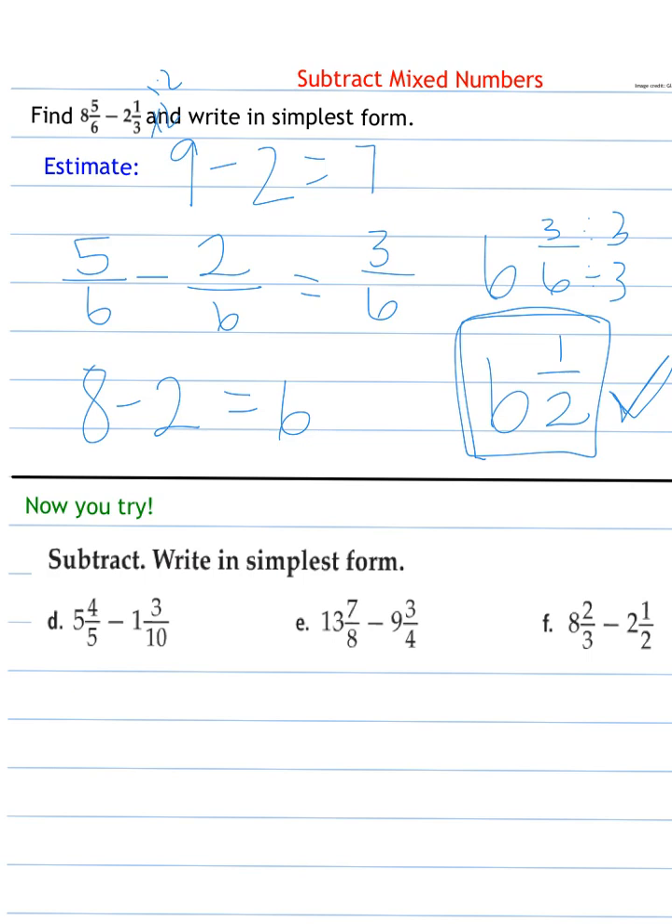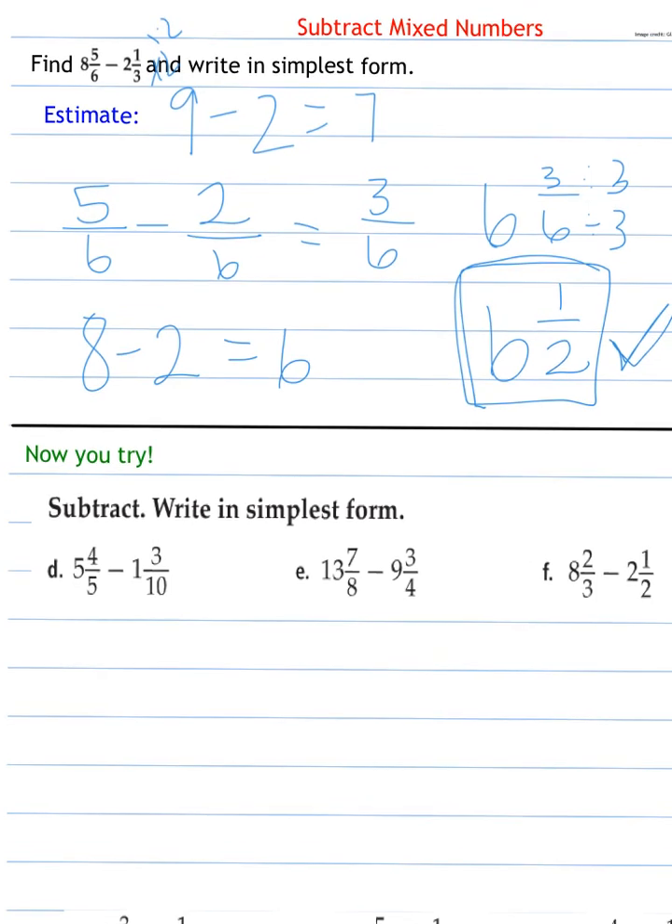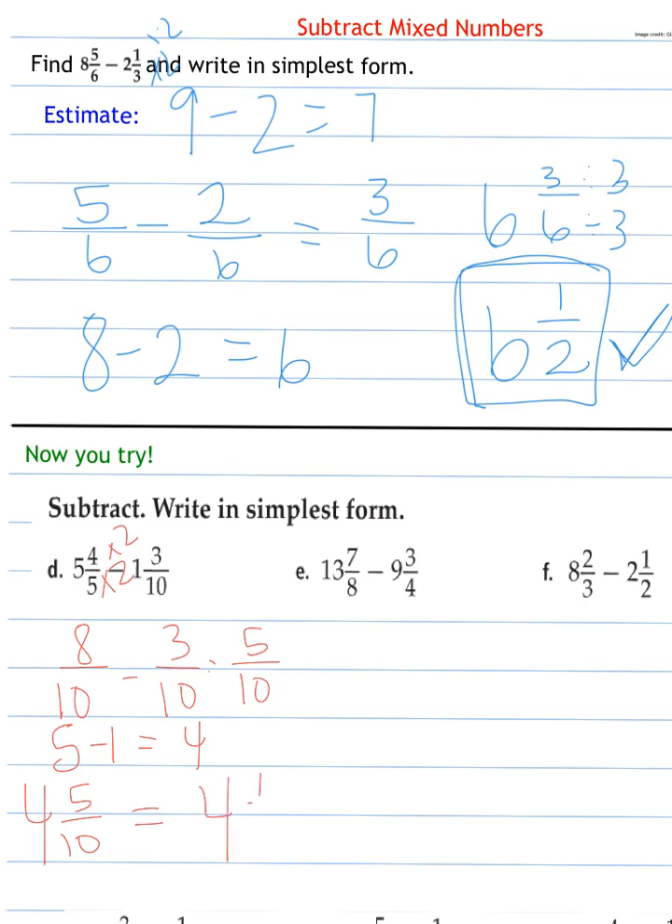5 and 4/5 minus 1 and 3/10, we can get a common denominator of 10. So we'd multiply this one by 2. 4/5 becomes 8/10 minus 3/10. 8 minus 3 equals 5/10. 5 minus 1 equals 4, so we have an answer of 4 and 5/10, and I can simplify this by dividing numerator and denominator by 5, and I would get an answer of 4 and 1/2.